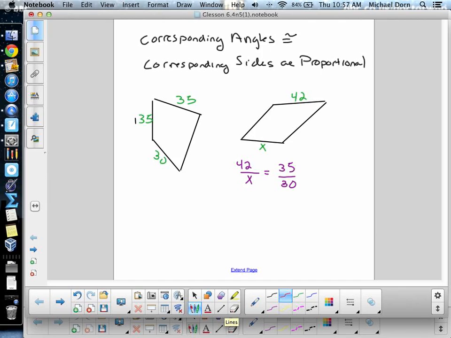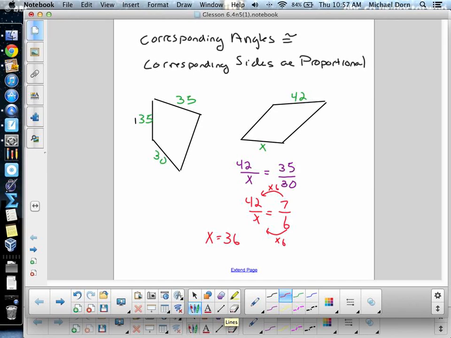Or I could simplify this, because 5 goes into both 35 and 30. I could say 42 over x is 7 over 6. And then it's pretty easy. Oh, that's times 6, right? So it's got to be the equivalent fraction times 6 down here also. So x is going to be 36. So we can use equivalent fractions to simplify our process.